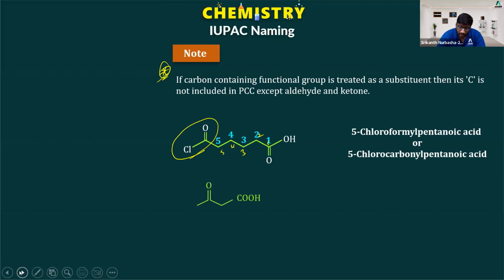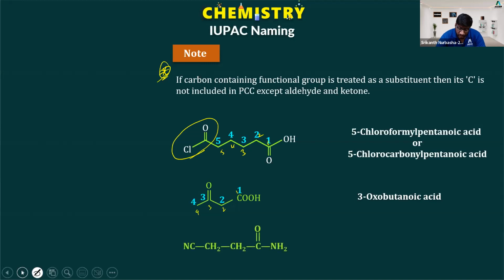What is the name of this? Like we have COH and C double bond O. The C double bond O is a carbon containing functional group, but it is an exceptional case. We have to include that carbon in the parent carbon chain. So 1, 2, 3, 4. On the third carbon, you have C double bond O. So 3-oxo butanoic acid. 3-oxo butanoic acid.